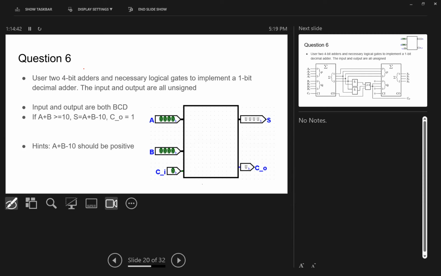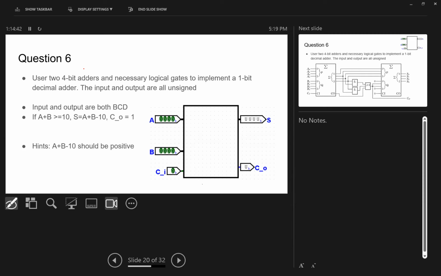So actually, if we want these 5-bit numbers to be larger than or equal to 10, then D3 must be 1, right? Is it clear? When D4 is equal to 0, if we want A plus B to be larger than or equal to 10, D3 must be 1, right? Is it clear? D3 must be 1, right?